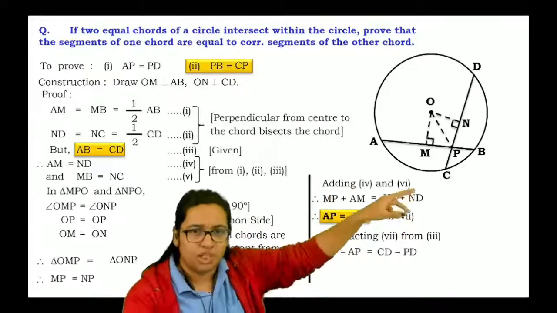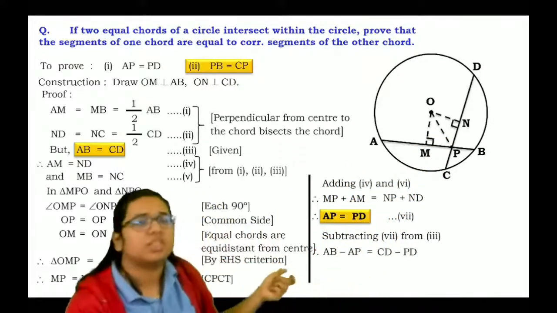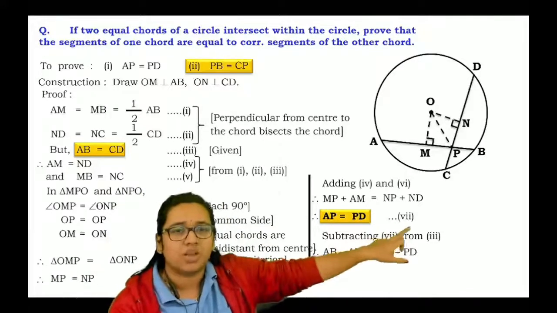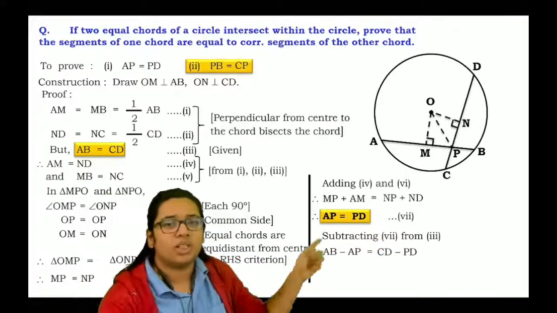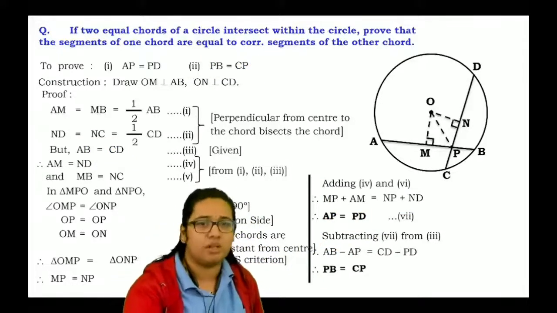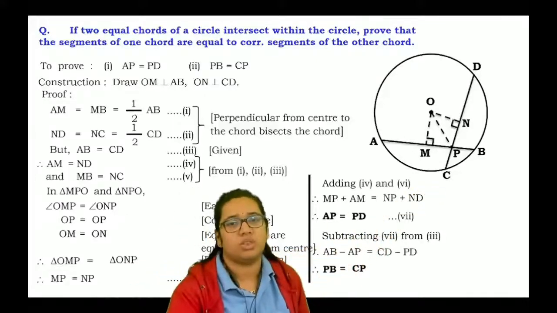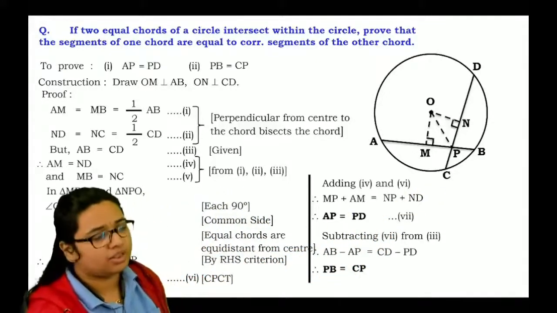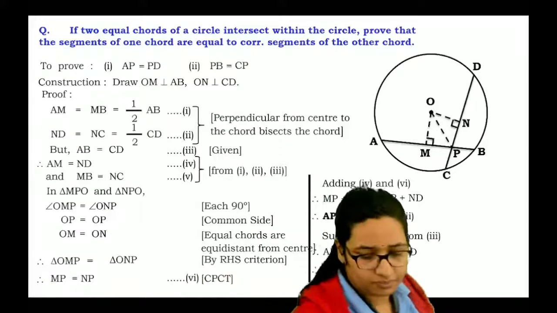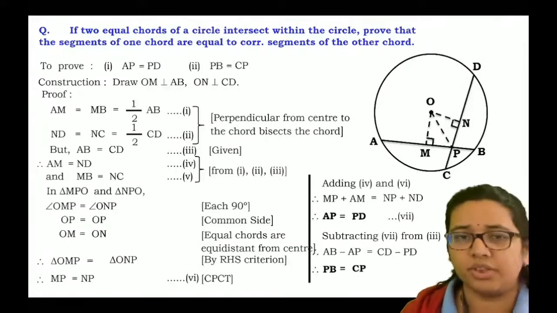Now the second case: we know that AB equals CD, right? So if AB equals CD and AP equals PD, then we just subtract equation 7 from the third one. So you will get AB minus AP equals CD minus PD. So you will get that PB equals CP. Getting this one? Is this becoming clear? Yes, everyone?